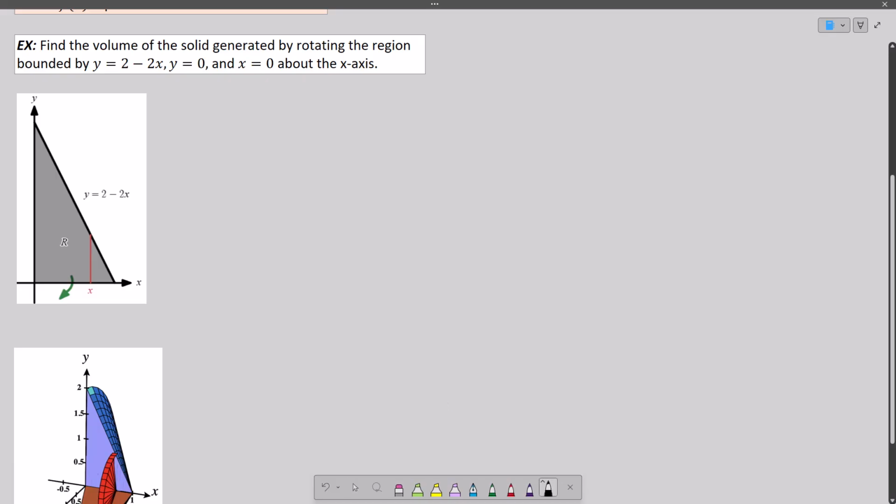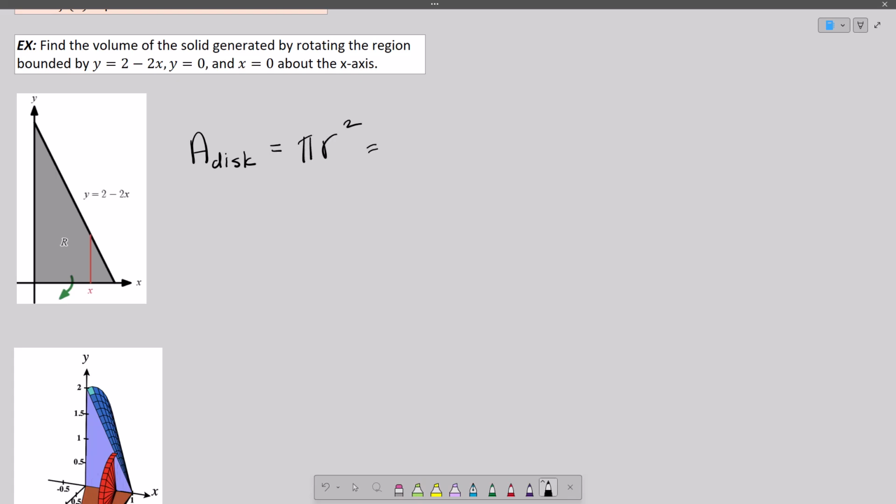So let's go through the math. We know that our cross section is going to be a disk. So I'll always write the generic shape right there. Generic shape of the cross section is a disk. So area of a disk, pi r squared.